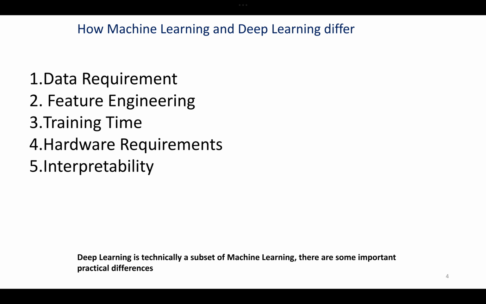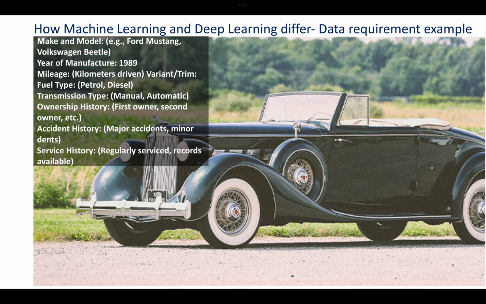The first thing is how much data they need, then how features are handled, how long training takes, what kind of hardware they require, and how easy they are to interpret. So let's start with the biggest difference, that is, how much data these models need to work well.